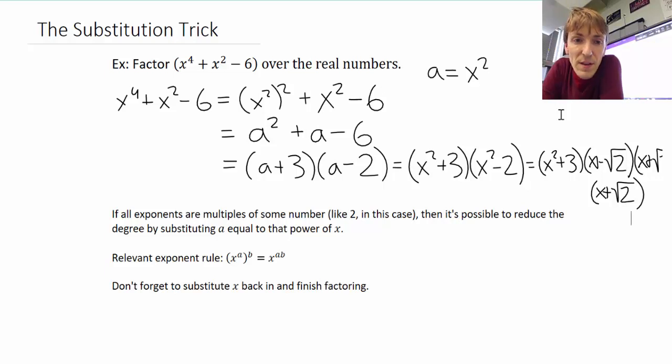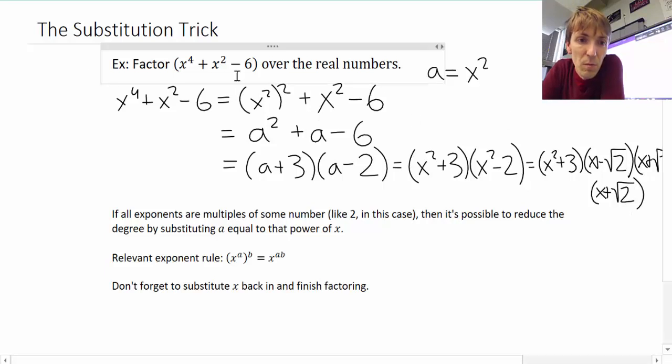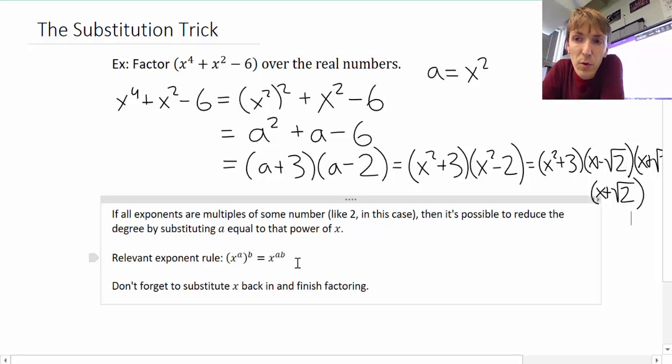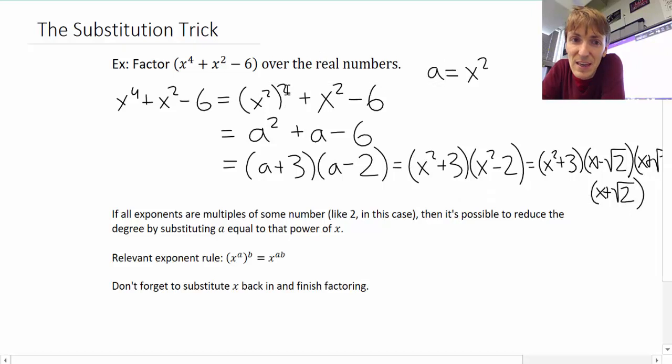Okay. Now, the important thing to keep in mind when you're doing this substitution is to be able to write something like this. Like I wrote x to the 4th as x squared squared. And the important exponent rule to remember is that if I have x to the a to the bth power, that's the same thing as x to the a times b. So this is sort of how you split up exponents under products. You write them as nested exponents, and that's the key to making this substitution trick work.